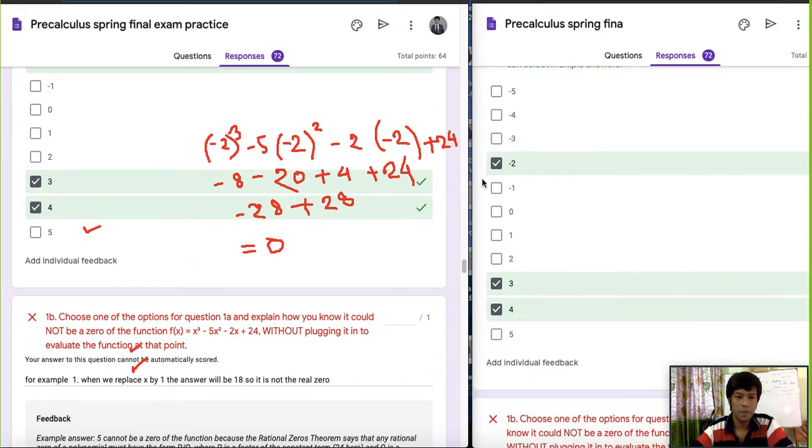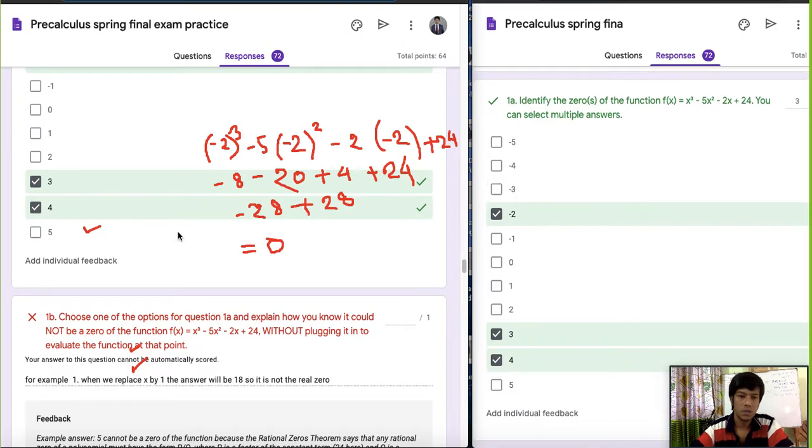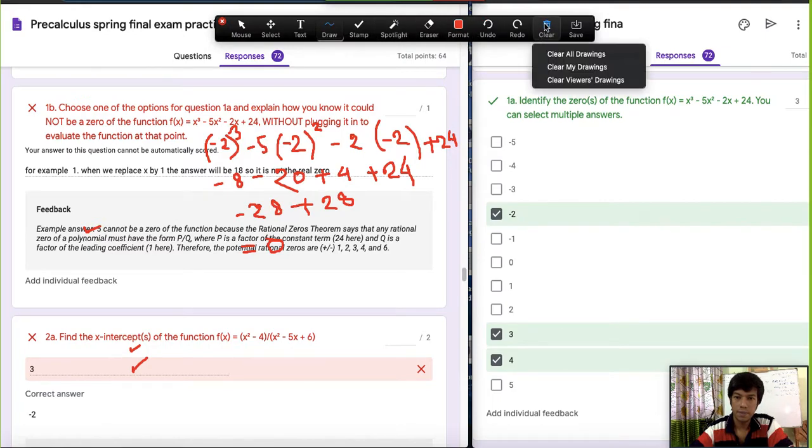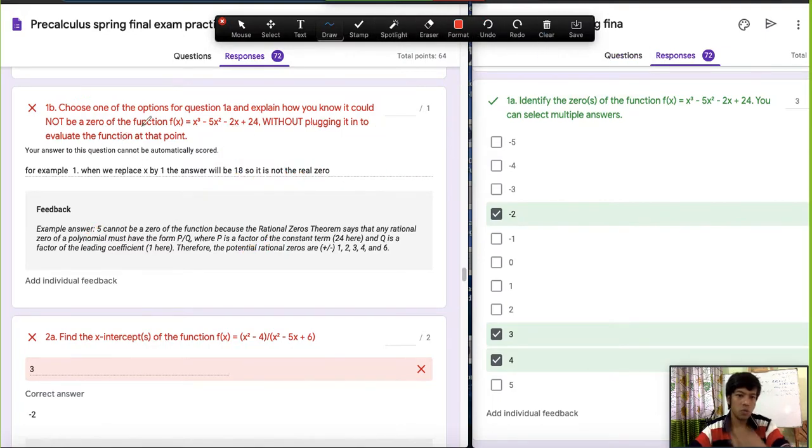We have the question here also. So let's look at what it is saying. Next question is: choose one of the options from question 1 and explain how you know it could not be a 0 of the function f(x) equal to this without plugging in and evaluating the function at the points. So this question is like, how do you know that some value here is not an answer of this question without putting the value here?